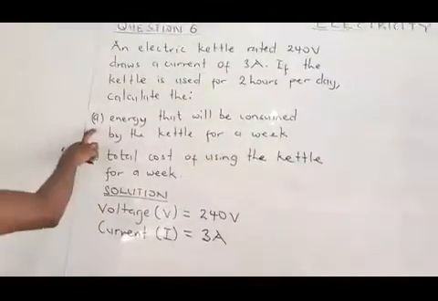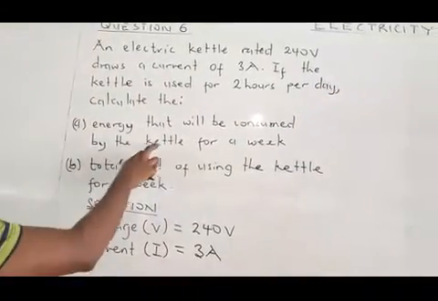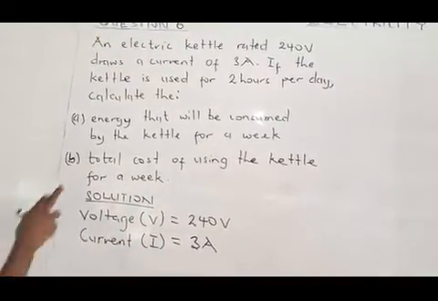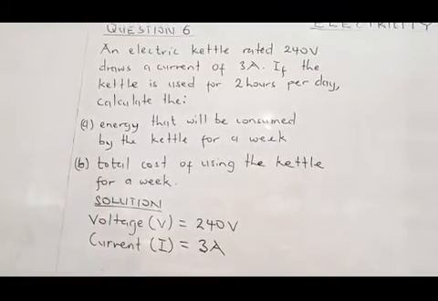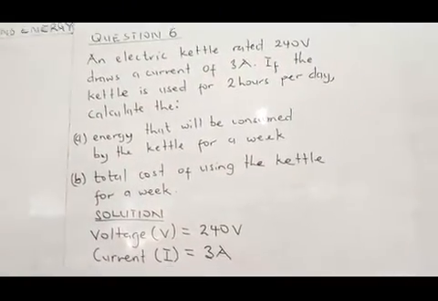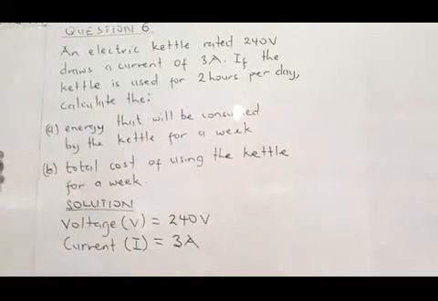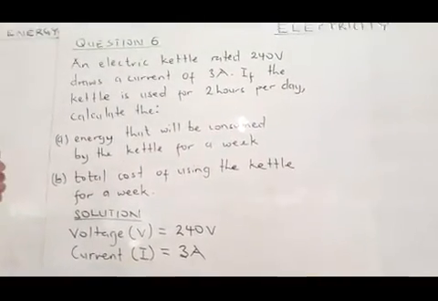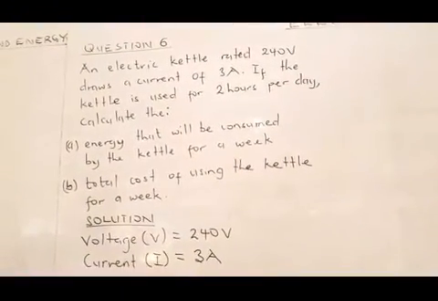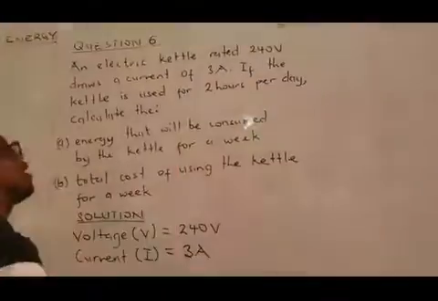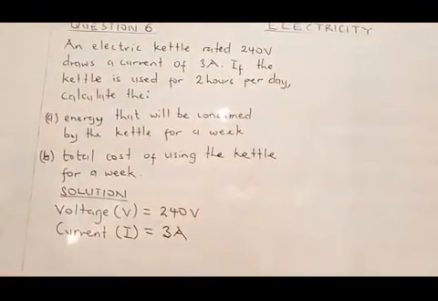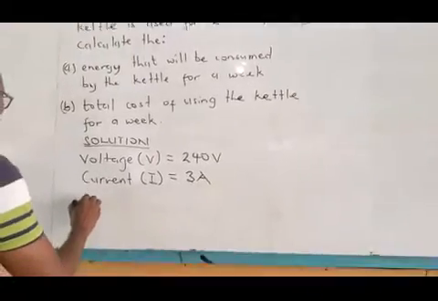If you look at the question, you're not calculating the energy for a day. We are also not calculating the total cost for a day. We're rather calculating the energy and the total cost for a week. So you've got to look for the total time that the kettle will be used for a week. Every day, the kettle is used for 2 hours, and in a week, we have 7 days. So if you want to find the total time for 1 week, we just multiply the number of days in a week by the number of hours the kettle is used for each day. That would be 7 times 2, and that will give you 14 hours.